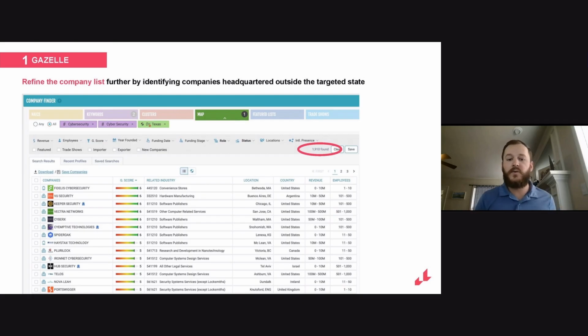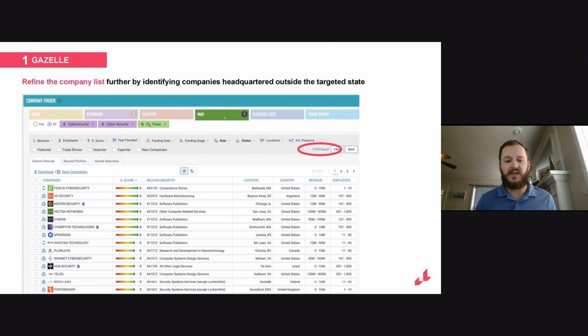Like I mentioned earlier, foreign direct investment. Maybe you have specific countries that you're trying to target for your foreign direct investment initiatives. We can target those specific countries, or we can even say, I want to look at companies that are headquartered somewhere else, but they currently have a subsidiary or branch in my region.